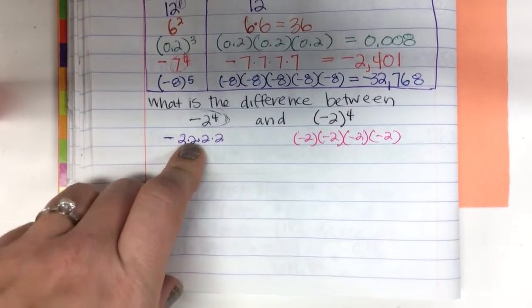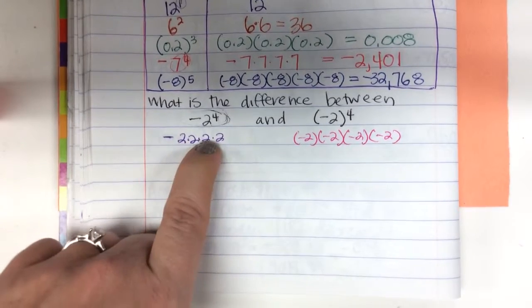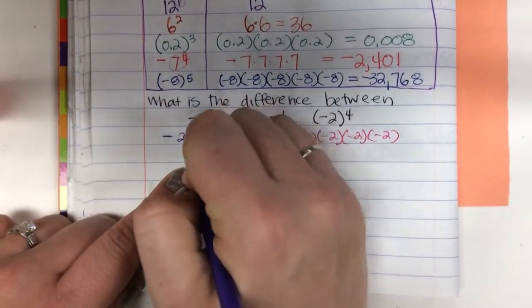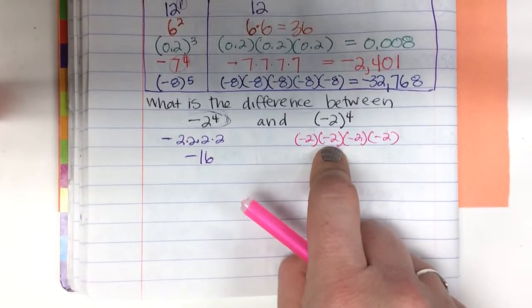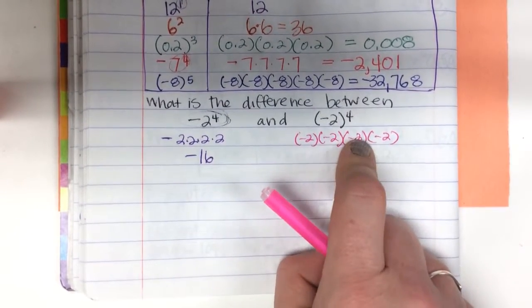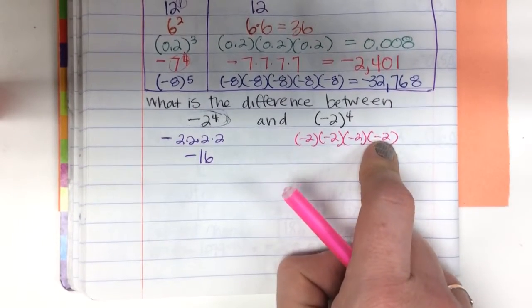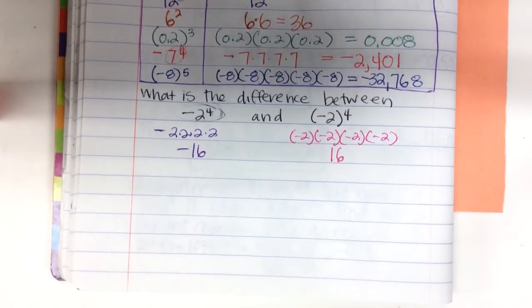What's negative 2 times 2? Negative 4. Negative 4 times 2, negative 8. Times 2, negative 16. What's negative 2 times negative 2? Positive 4. Times negative 2, negative 8. Times negative 2, positive 16. They give you 2 different answers. You have to be careful if it touches.